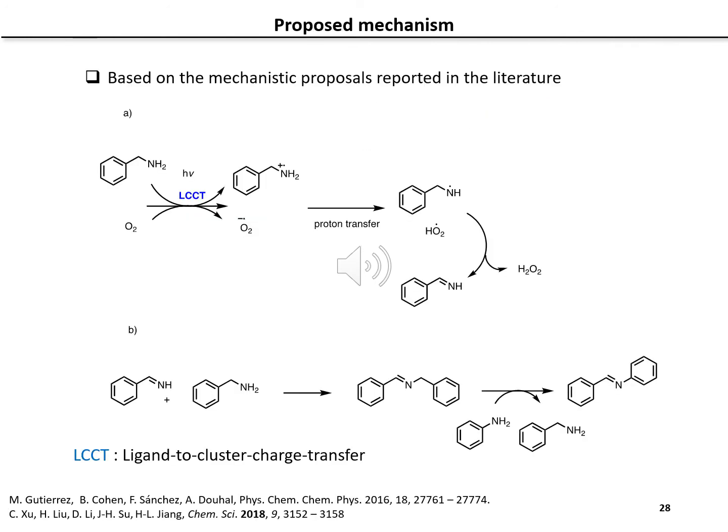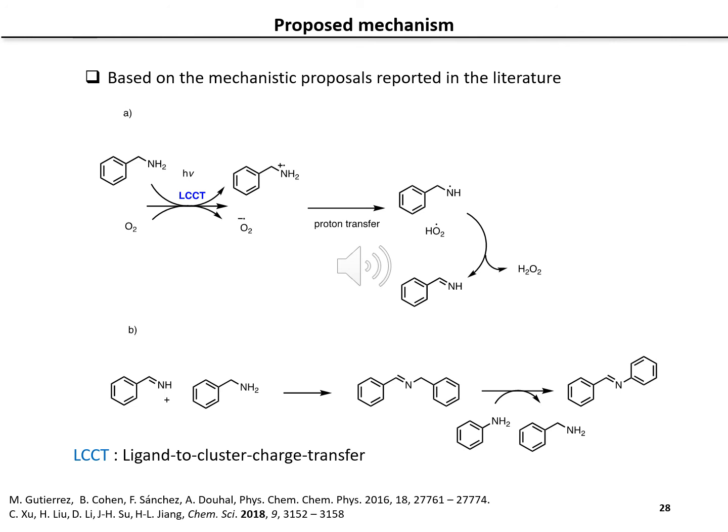Based on the reported literature, we can propose here a mechanism for the MOF-directed photo-oxidative coupling. By light irradiation of the MOF, we can observe a ligand-to-cluster charge transfer from the porphyrin to the zirconium. We have generation of a hole and an electron, which possess different properties, oxidative and reductive. And with this, we can reduce the oxygen to a radical anion oxygen, and the benzylamine we can oxidize through a radical cation.